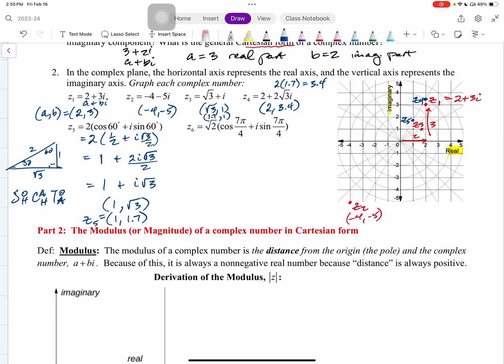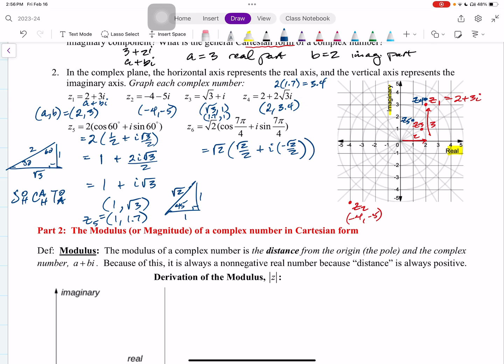Well, let me see. The reference angle for 7 pi fourths is pi fourths, so we should probably draw the 45, 45, 90 triangle here. Okay, so the sides are 1 and 1, and we know that the cosine of 45 degrees, or pi fourths, is root 2 over 2. This is quadrant 4, and cosine is positive there. So this is going to be equal to root 2 times root 2 over 2 plus i times, the sine's negative down there, so I'm going to write down a negative root 2 over 2.